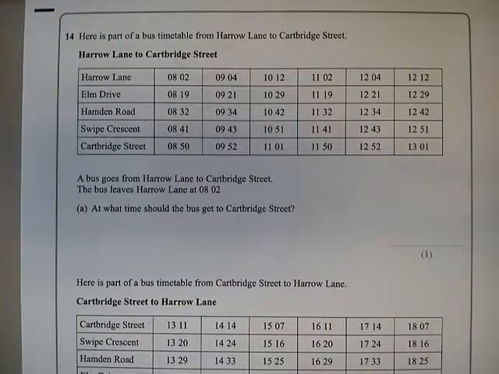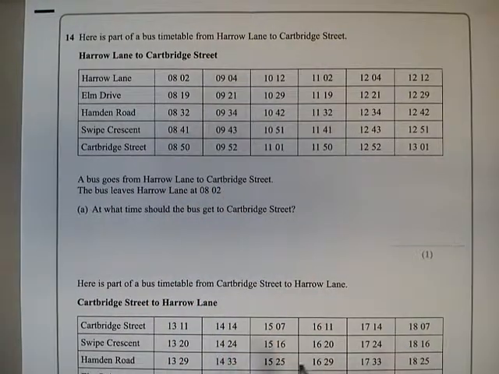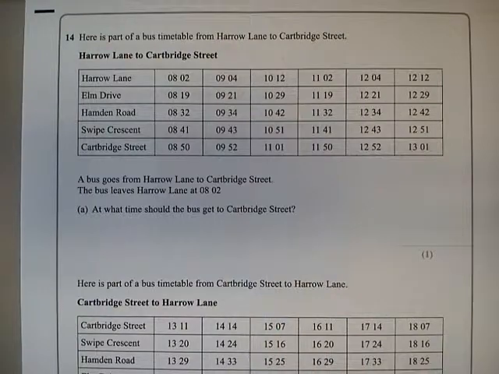Question number 14. We've got a timetable. A bus goes from Harrow Lane to Cartbridge Street. The bus leaves Harrow Lane at 2 minutes past 8. At what time should the bus get to Cartbridge Street?